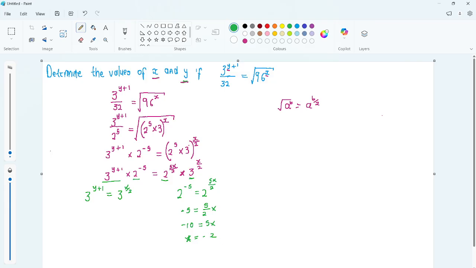This x I'm going to substitute. So now the bases are the same. 3 and 3 are the same bases, so it means the exponents must also be the same. My exponent is going to be y plus 1 is the same as 3x divided by 2. But I know that my x here is -2. In the place of x, I just put -2. So it's going to be 3 times -2 divided by 2, which is the same as -3. So when I subtract 1 from both sides, it is going to be -4. Then my y is going to be -4. This is how we solve the problem.